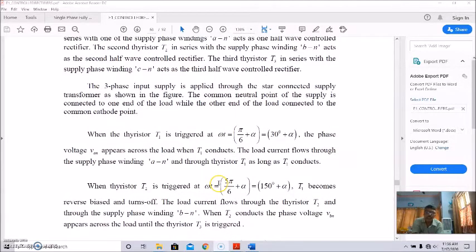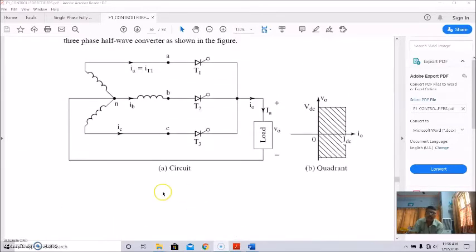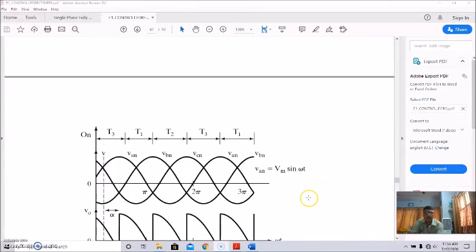So this is N, and this is one end of the load connected to the neutral, and the other end is connected to the cathode point of each and every thyristor. So for T1, T2, T3, this is the same connection diagram. See, this is the load. One end is connected to the cathode terminals of each thyristor, whether it is T1, T2 or T3, and the other end is connected to the neutral of the three-phase supply.